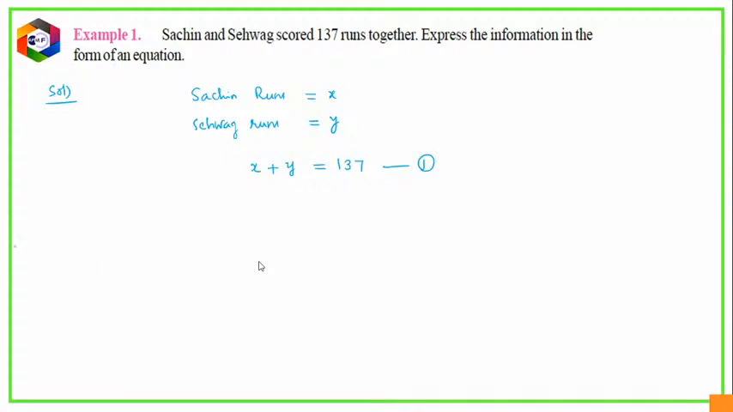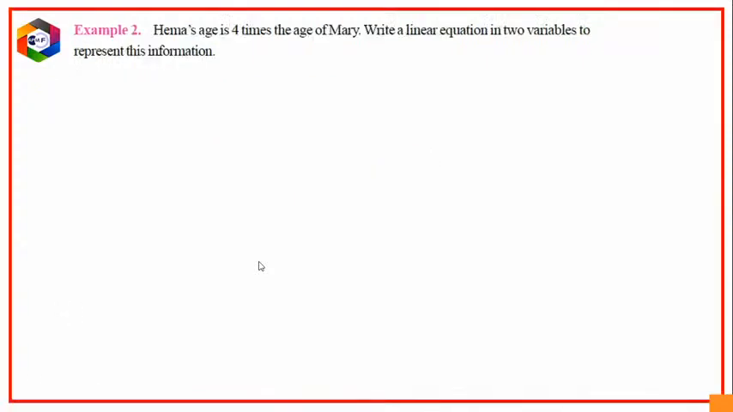So now children, I'm going to give one more question. You read the question carefully and try to give the answer for this. If you feel that it is difficult, then no doubt at all, I'm here to explain. So the question, once again, I'm reading. Hema's age is 4 times the age of Mary. Write a linear equation in two variables to represent the information. Yes, here is a situation in daily life, and that situation we are converting in the form of a linear equation in two variables.